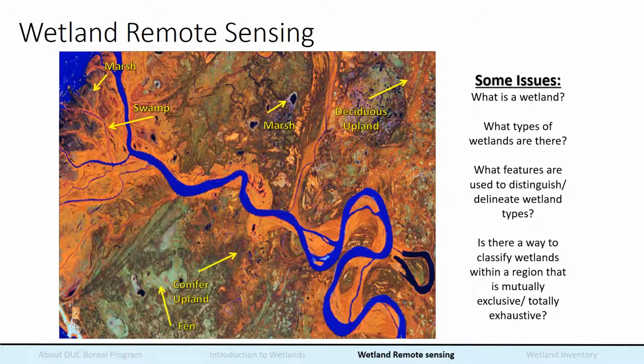So what type of wetlands are in this image? What features are used to distinguish or delineate these wetland types? And is there a way to classify these wetlands within the region that is mutually exclusive?